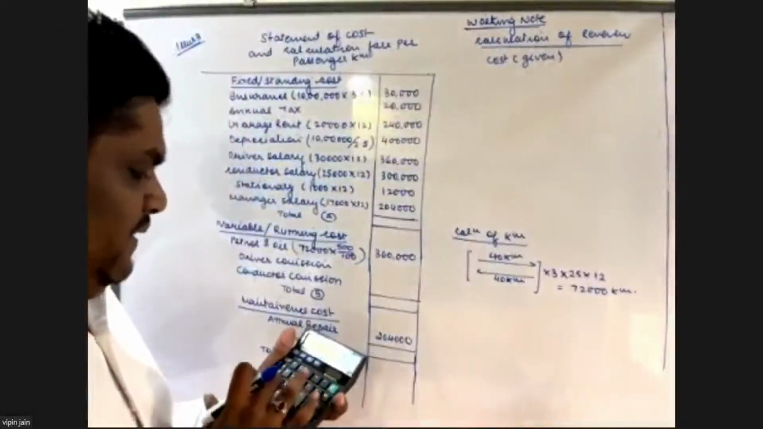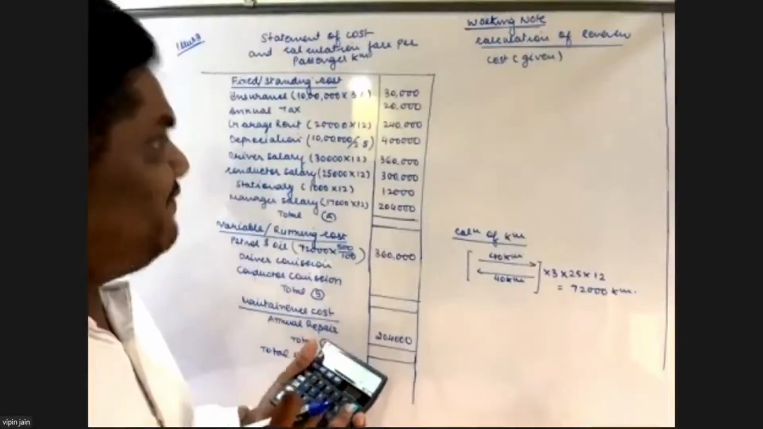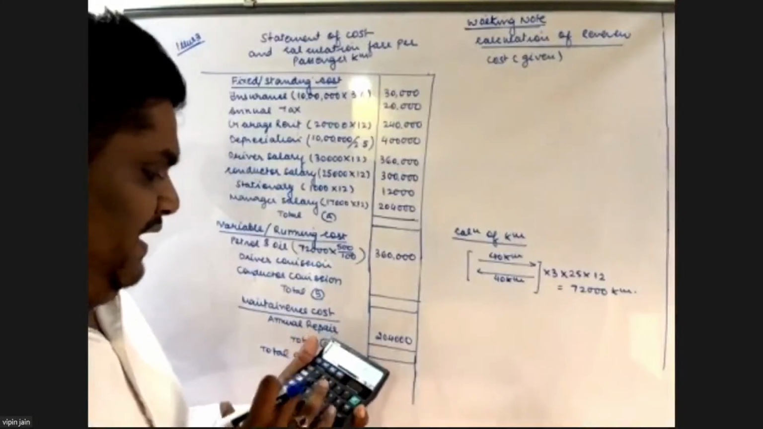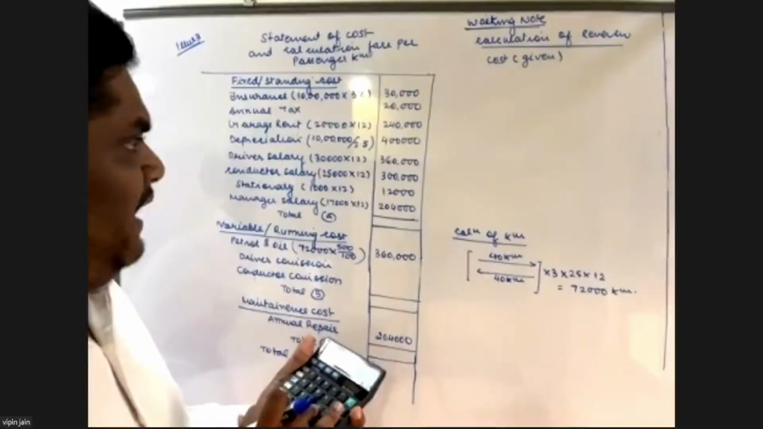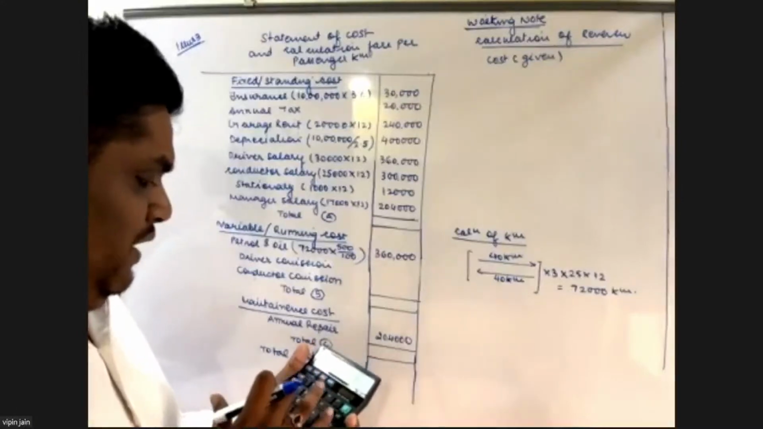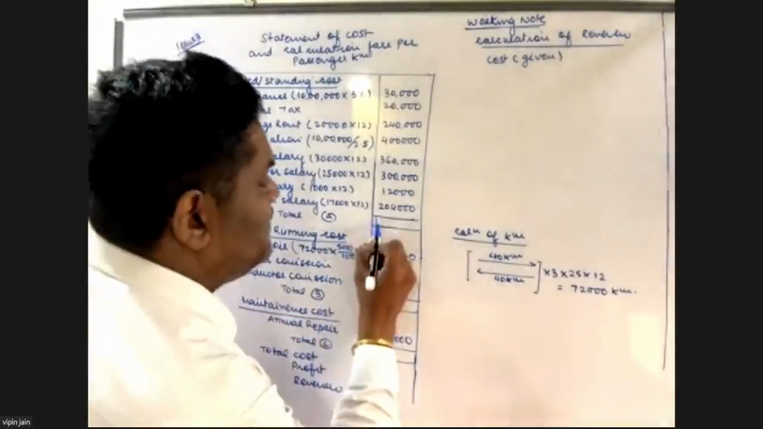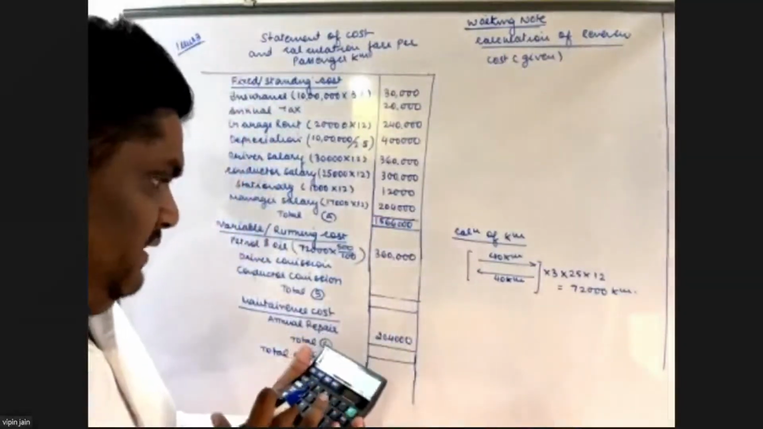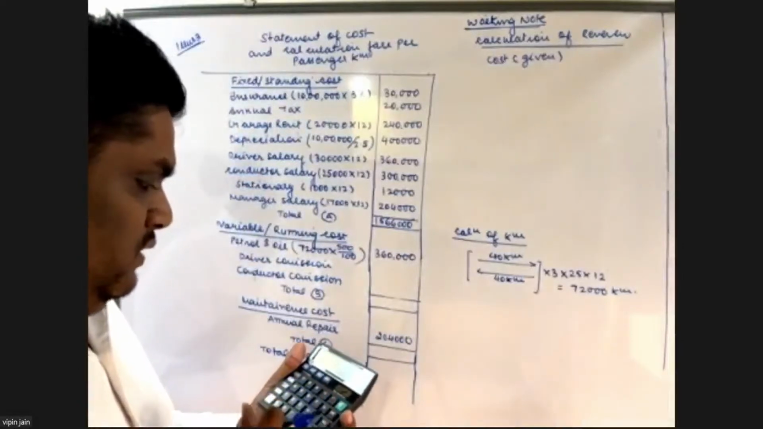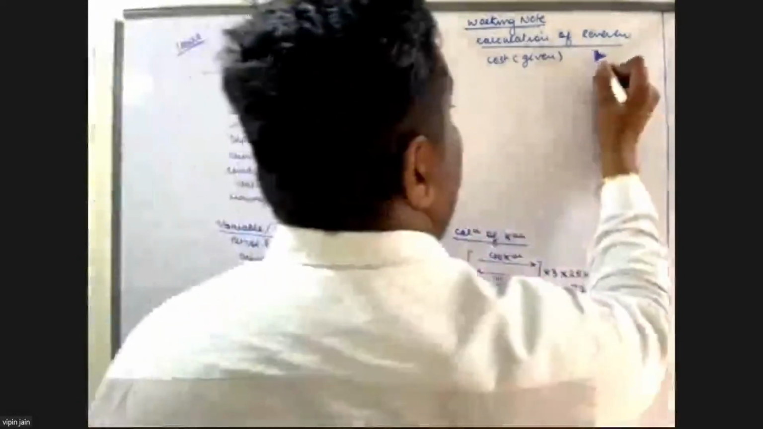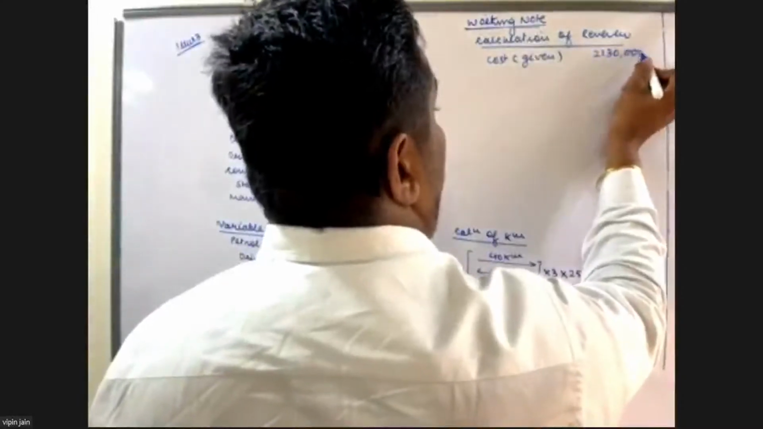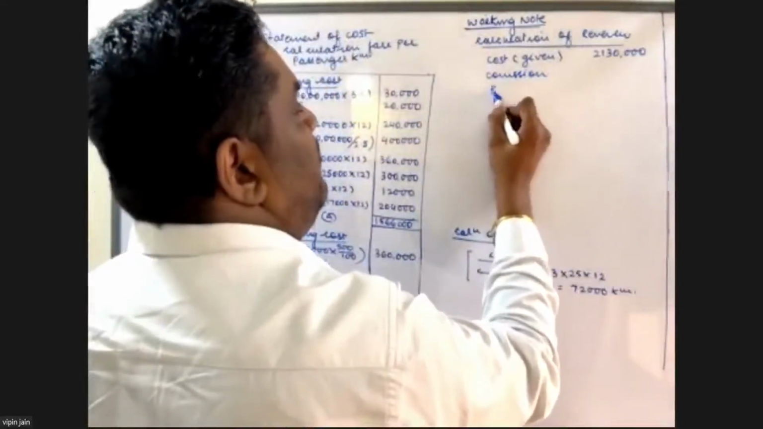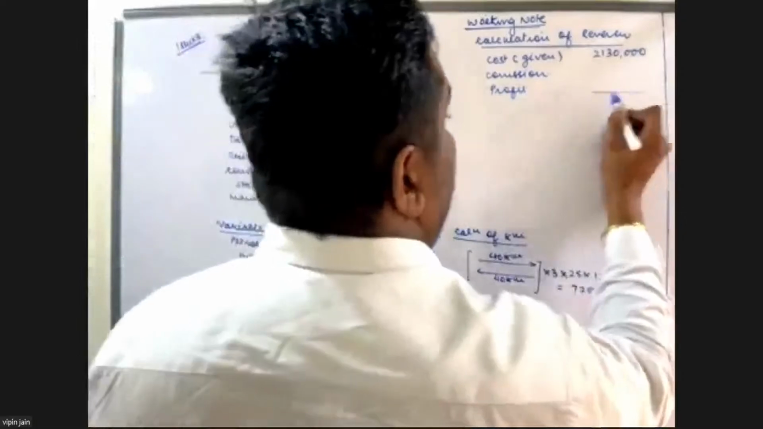That is 30,000 plus 20,000 plus 2,40,000 plus 4 lakh plus 3,60,000 plus 3 lakh plus 12,000 plus 2 lakh 4,000. So 15,66,000 is my fixed cost plus 3,60,000 plus 2 lakh 4,000. So 21,30,000 is my cost that is given. In this, we have to add commission and profit. This is how we'll get the total revenue.